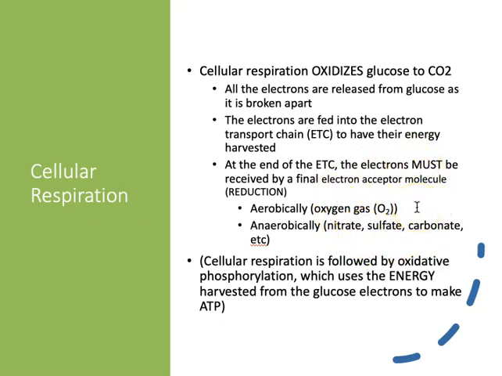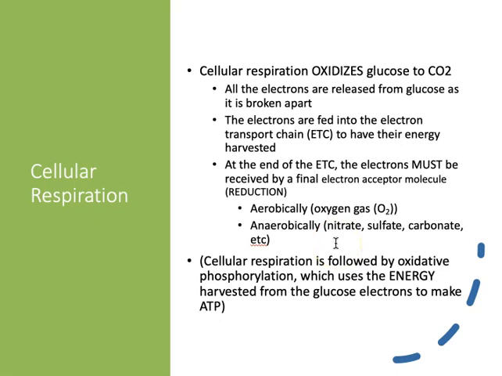In other microbes, though, cellular respiration doesn't use oxygen gas as the final electron acceptor. Instead, those microbes perform cellular respiration anaerobically. They use something other than oxygen as their final electron acceptor. Now, there are many molecules that can be used for this purpose, but the most common ones are nitrate, sulfate, and carbonate, with nitrate being most common.